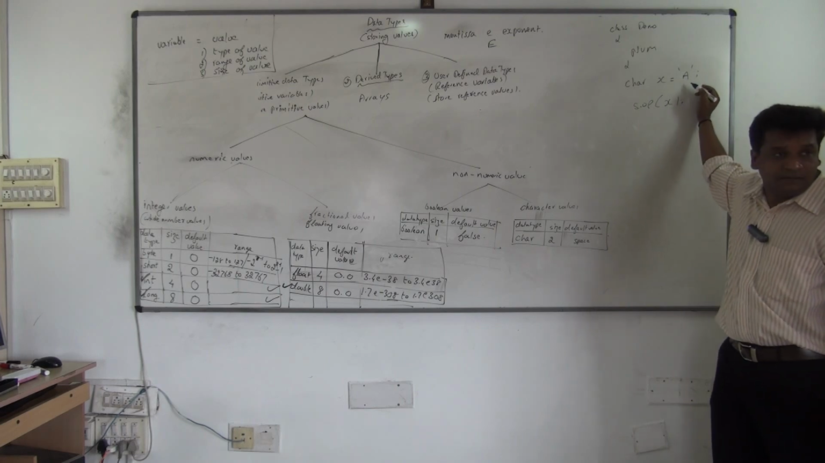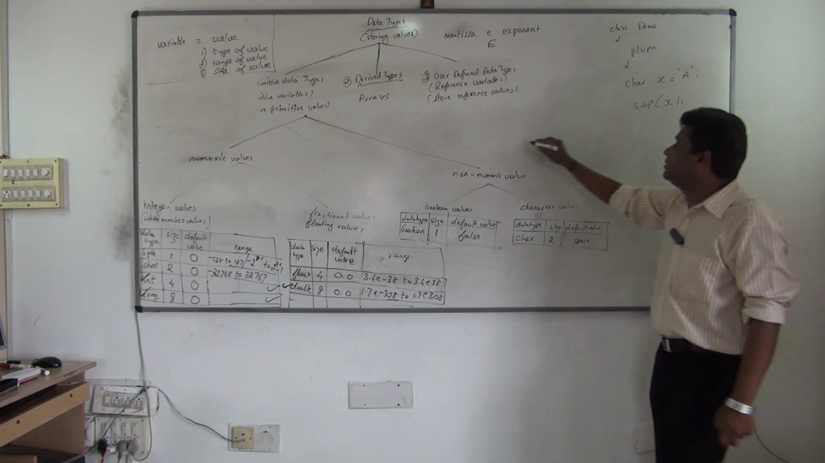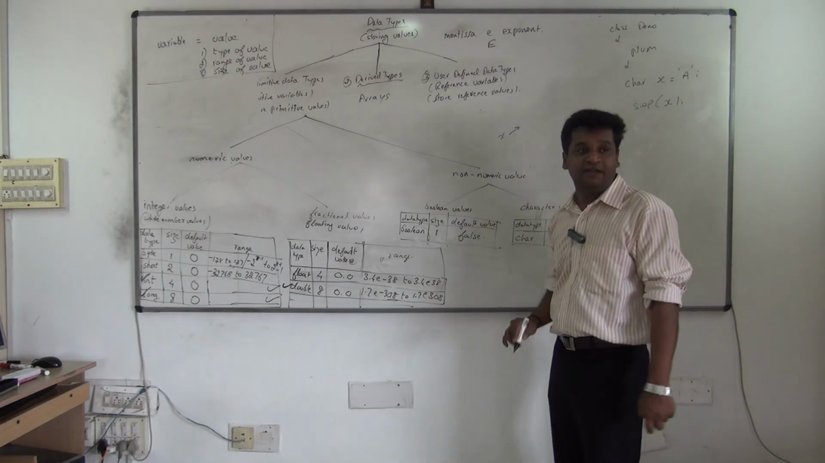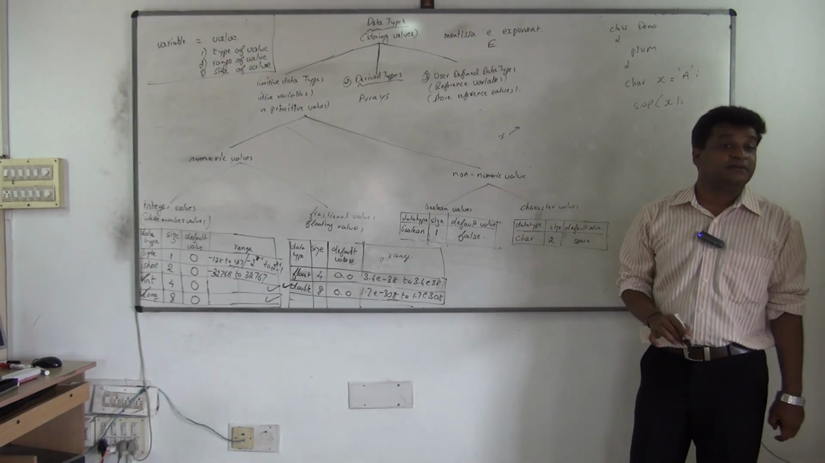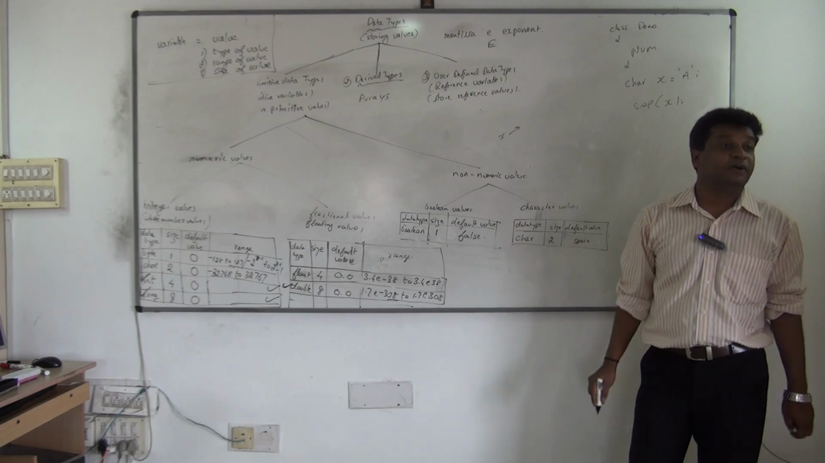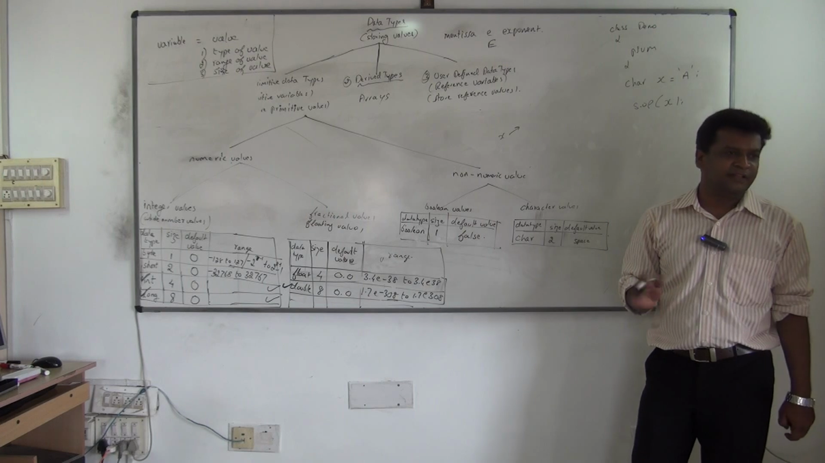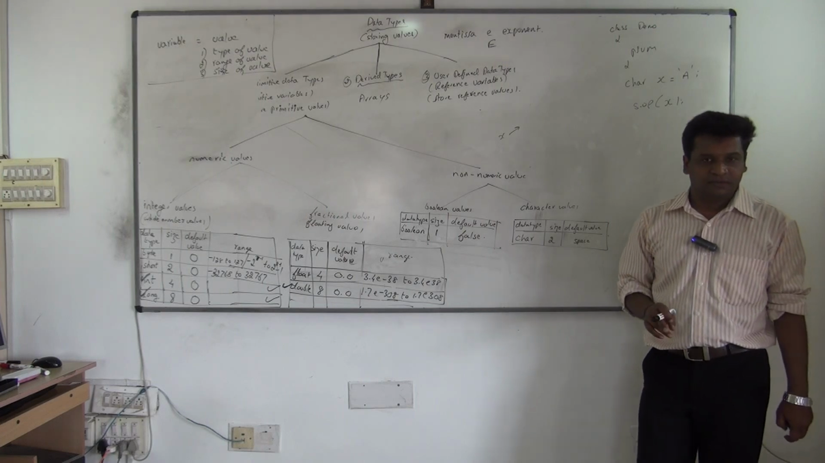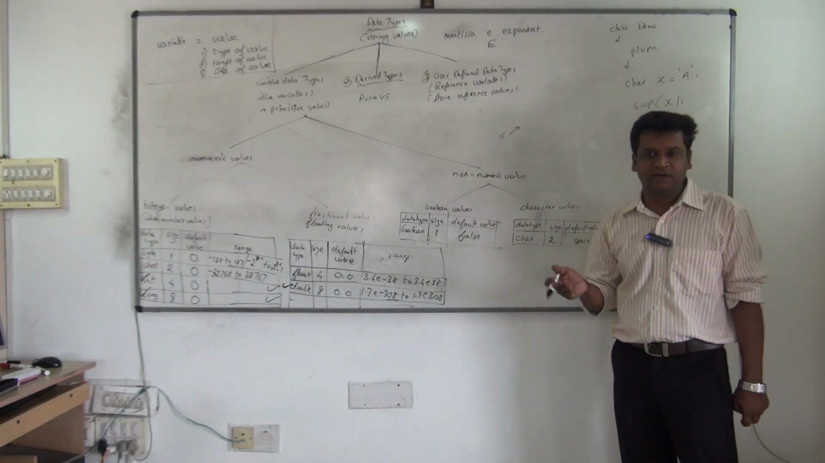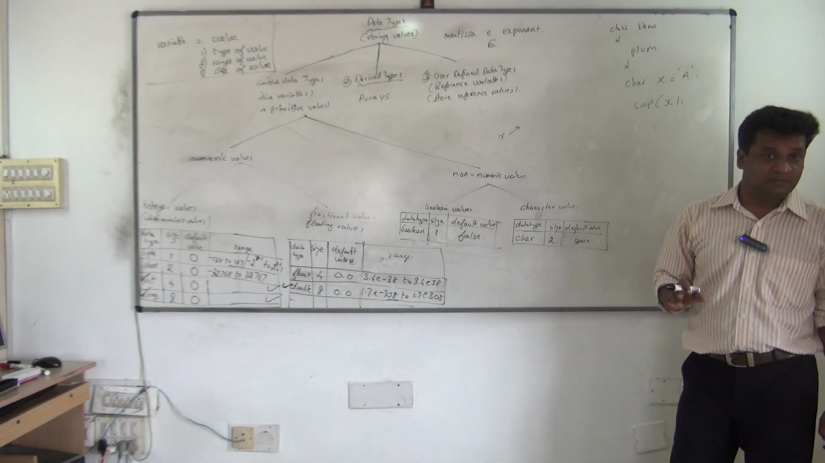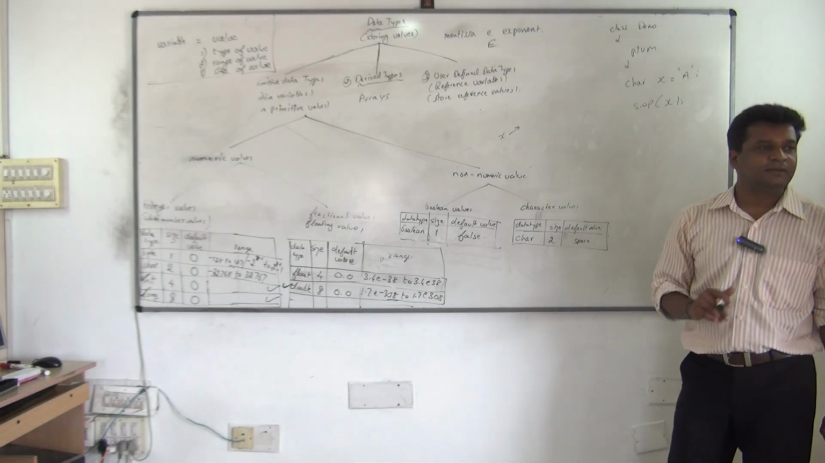Clear? And one more thing, internally how it is stored: for us it is A, but internally A is stored as what? 65. What is 65 now? ASCII value. 65 will be converted into binary and then stored. Internally it is stored like that. A will be converted to its ASCII value. Now what is an ASCII value?